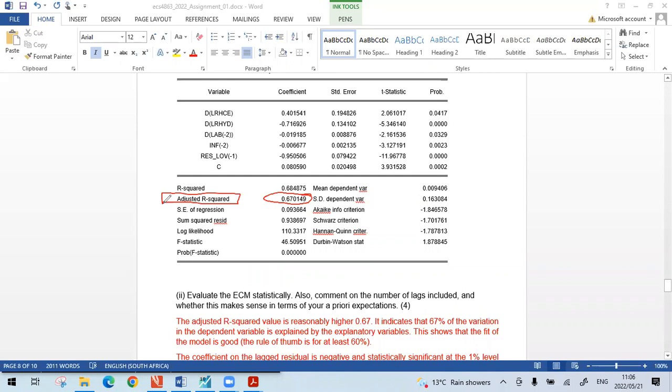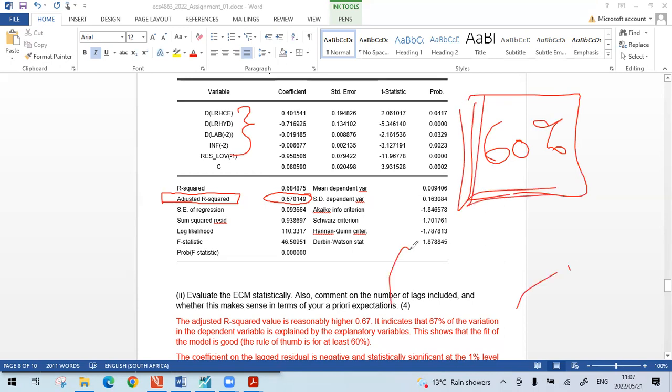We are saying 60% of the variations in our VAT collections are explained by all these ones. 60% of it, meaning 40% is explained by things that we don't know. There's uncertainty in the world. So at least if the model is giving us an adjusted R squared of 67%, it's a good model. The rule of thumb is it should be at least 60%, right? So ours here is about 67%.